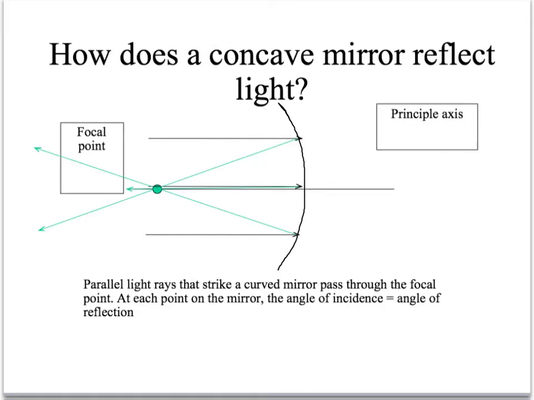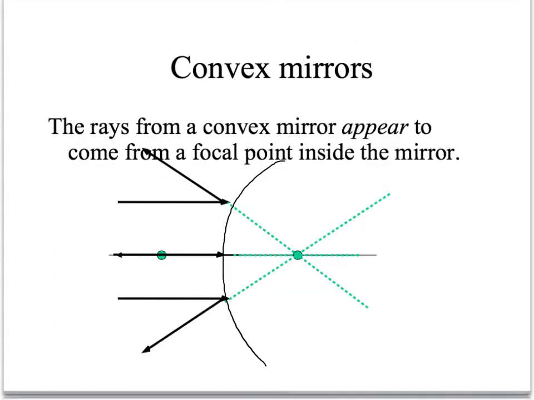And here's the picture of how a concave mirror reflects light. Parallel light rays come in, and then they bounce off through the focal point. Okay, still the angle of incidence equals the angle of reflection. It's just our normal is coming out this way now. It's perpendicular to a line tangent to the curve. We'll deal with that later. It's a small importance thing.